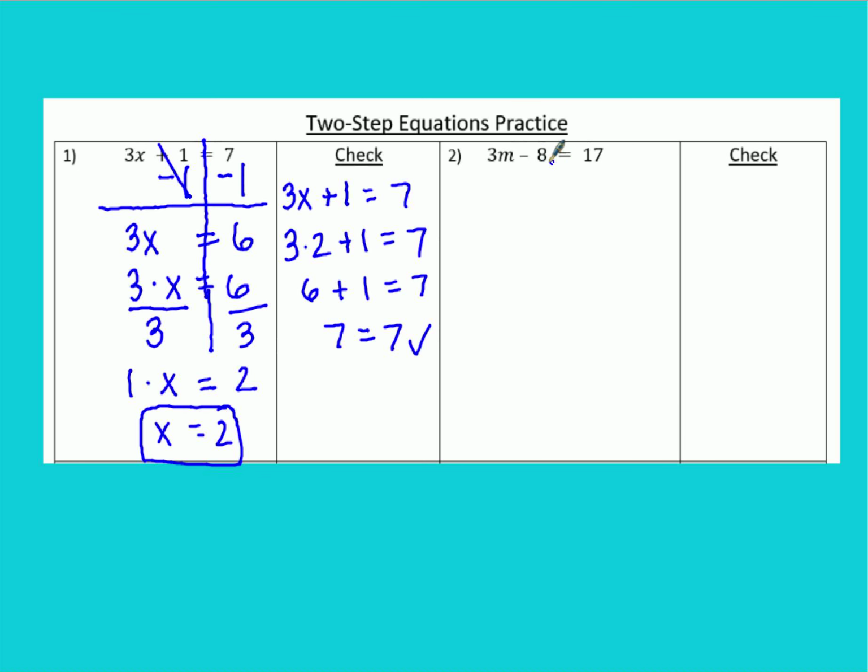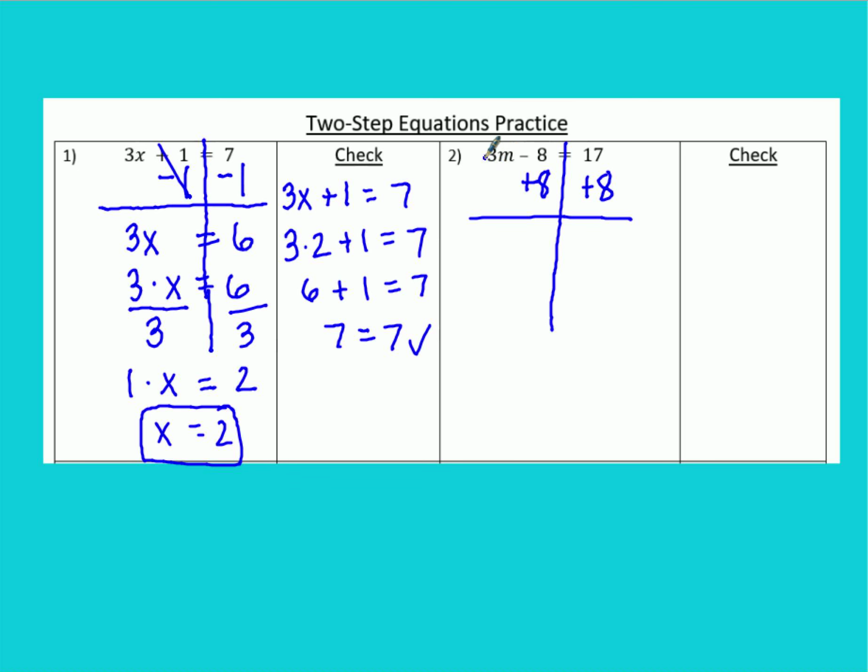Now, on this next example, we have 3m minus 8 equals 17. First step, look for the side with the variable and get rid of the constant. My constant this time is negative 8. It's on this side with 3m. So I have 3m minus 8. The opposite of minus 8 would be plus 8. So I add 8 to this side, and I add 8 to the other side.